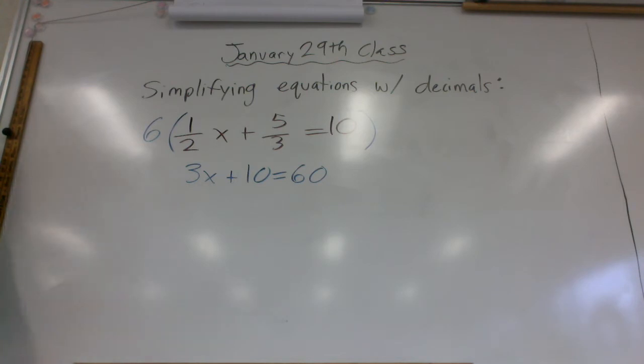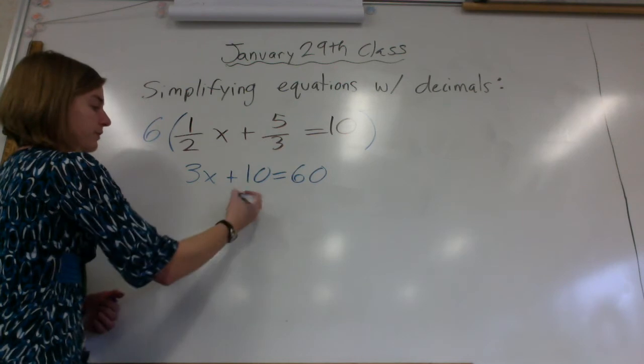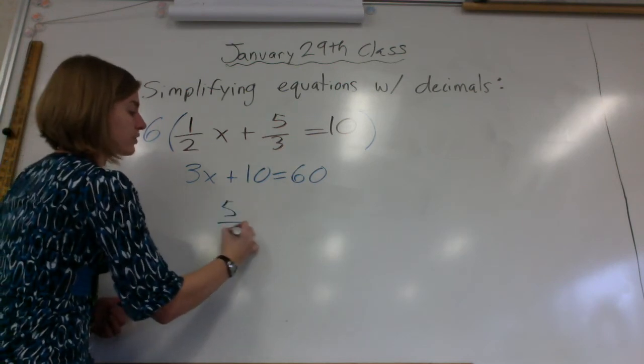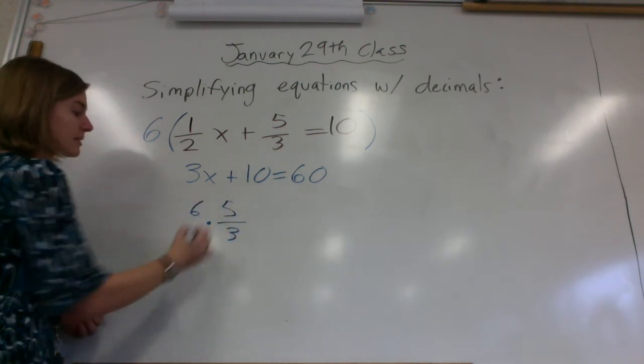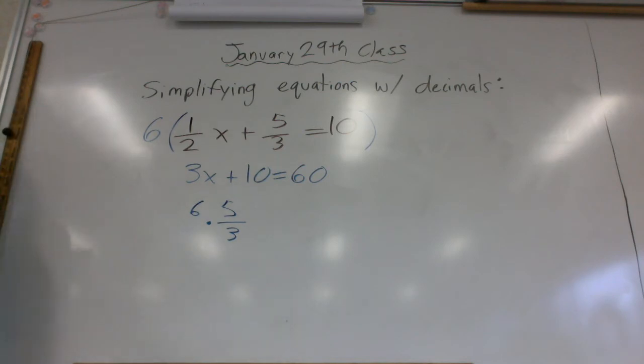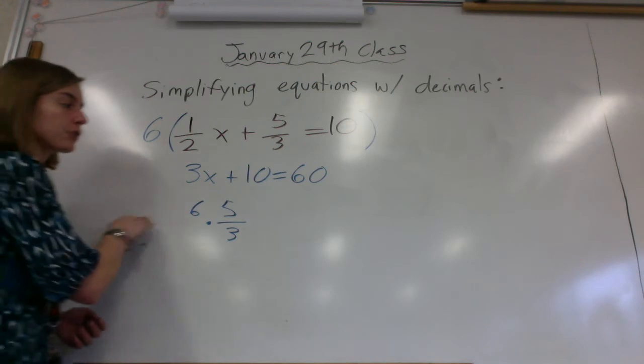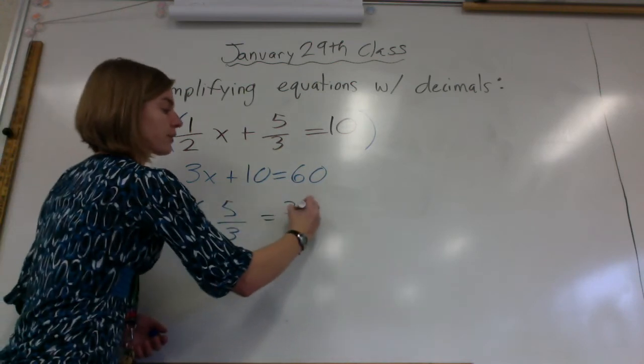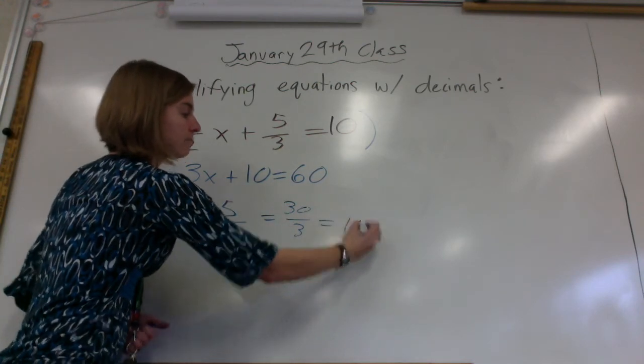How's the 5/3 turn? Okay, so let's go a little bit slower through the 5/3 because we're all a little rusty with fractions. So I did 5/3 times 6. Now, if you're not really good with the whole canceling out, you can just go straight through. That would be 30 over 3, which is 10.